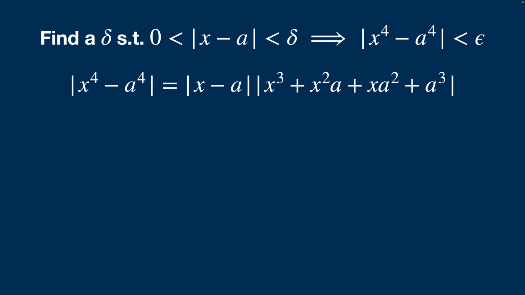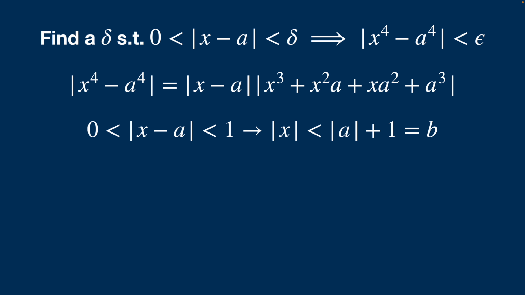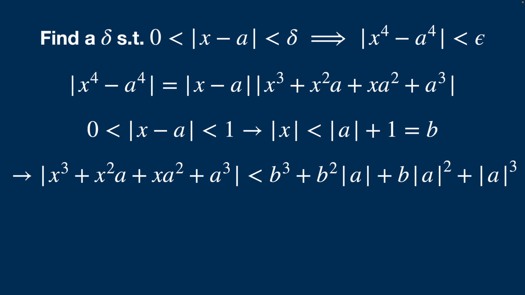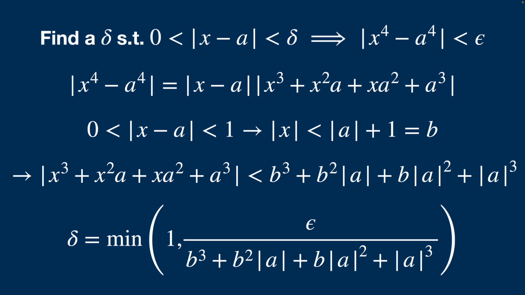So we just say that delta is going to be 1 for now. And remember, this could be 54 or 76, it doesn't matter, just some arbitrary number. And then we see that this implies the absolute value of x is less than the absolute value of a plus 1. And we let that equal b to keep things simple. What we can do now is place an upper bound on the huge mess by plugging in b and simplifying. And then we see that if we take delta to be the minimum of 1 and epsilon divided by our upper bound, we've proven our limit. And yeah, we're done this guy.